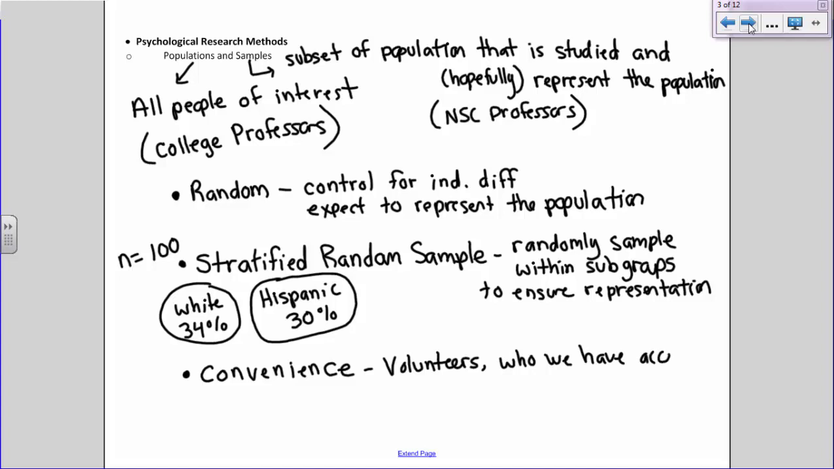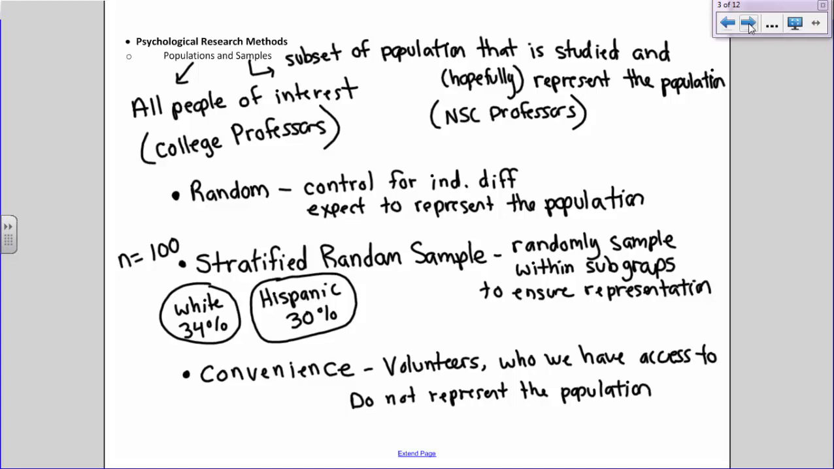Now, my sample in my example above is a convenience sample. I want to study all professors. I don't have access to them. I'm going to study NSC professors. Now, the problem with that is that typically convenience samples do not represent the population, because people that volunteer for a study may be unique to those who do not.